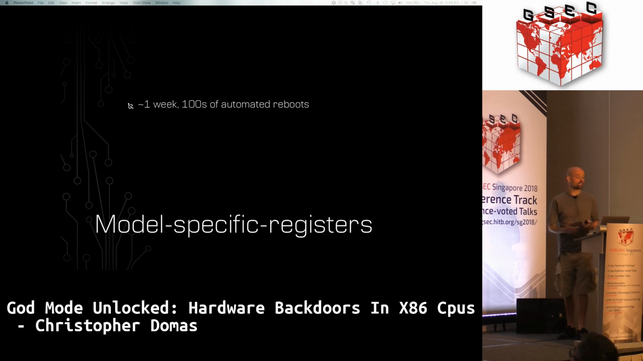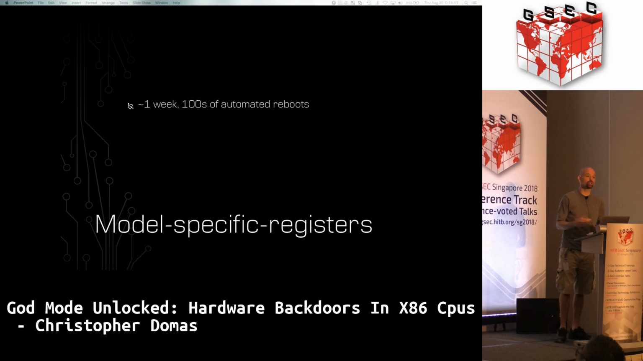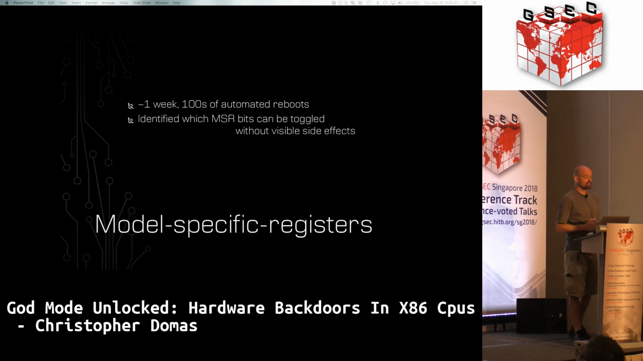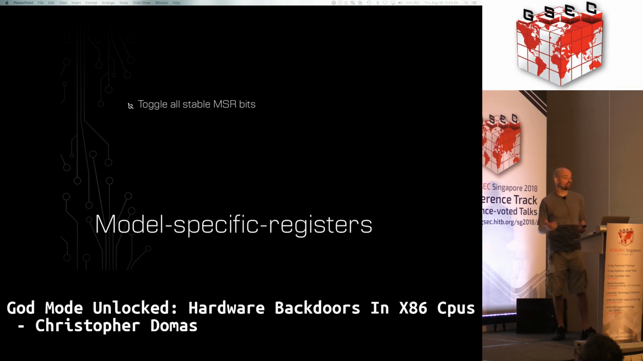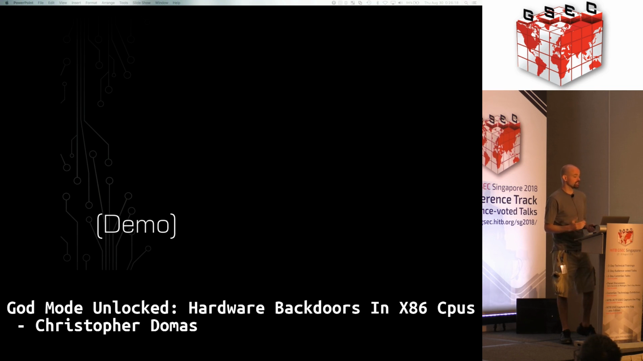So when you do this, you run this system for about a week, just continuously resetting the system whenever you find an MSR bit that you couldn't toggle. Basically, what we're able to do then is find exactly which bits can be toggled without a visible side effect. So we can go through and toggle all of those MSR bits, and only then run the actual SandSifter scan in order to audit the processor for new x86 instructions.